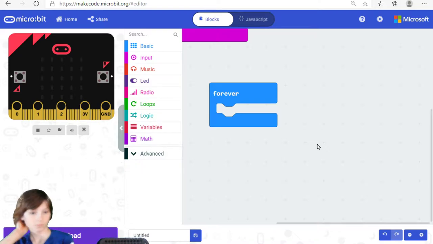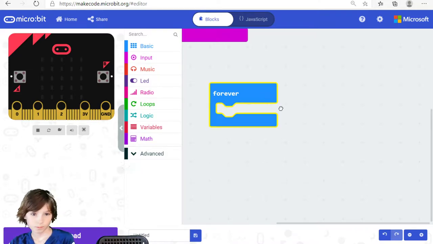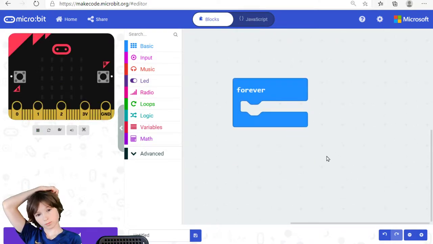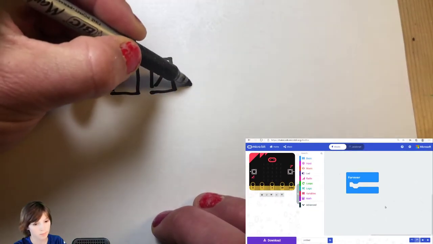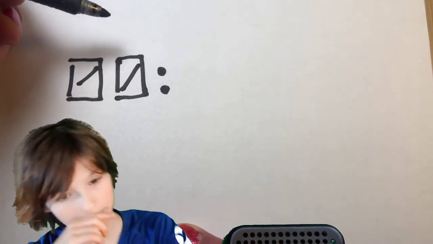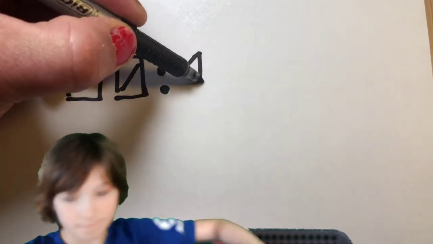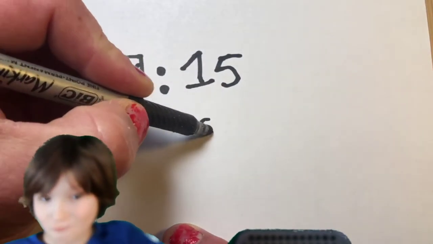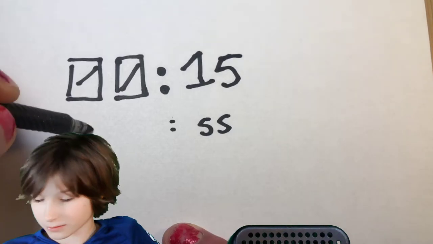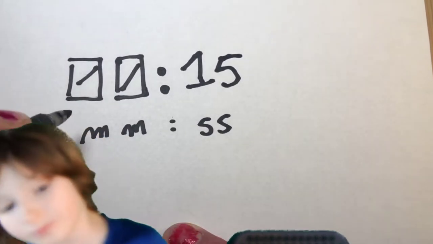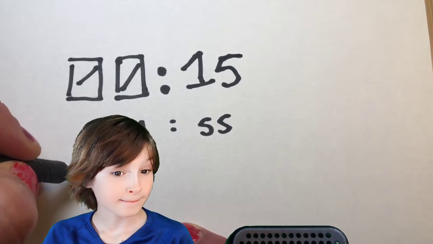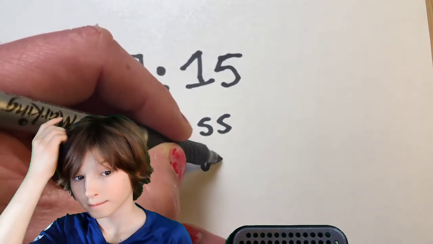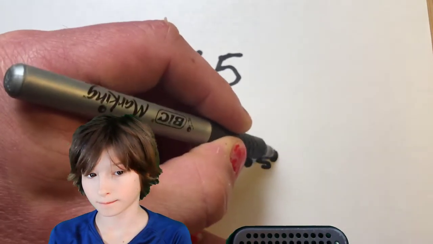If you wanted to build a stopwatch, you would want to do some kind of number display, like 00, then a colon, and then something like that, right? These are your seconds, and these are your minutes, right? So this will go from 00 to 60. And this will go from 00 to, well, I guess 59, because then it goes to the next one.